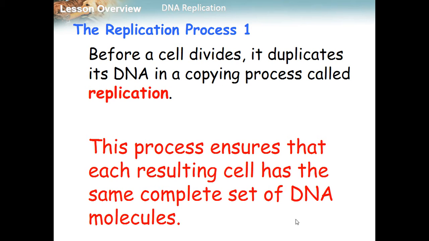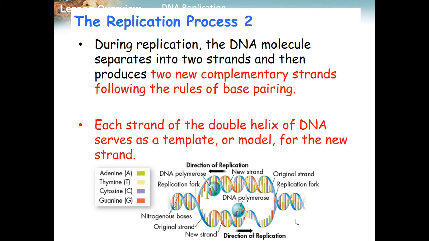Before a cell divides, it duplicates its DNA in a copying process called replication. So when the DNA makes a copy of its DNA, that process is called replication. This process ensures that each resulting cell has the same complete set of DNA molecules. During replication, the DNA molecule separates into two strands and then produces two new complementary strands following the rules of base pairing.